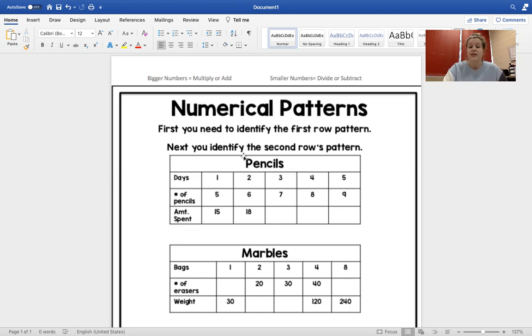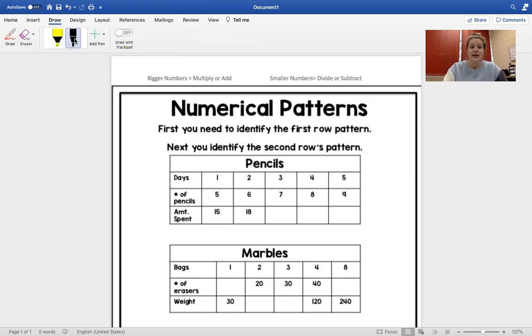Okay, so let's start by looking at pencils. Alrighty, on day 1, we have 5 pencils. Okay, well, from 1 to 5, our number is getting bigger, right? 5 is bigger than 1. So we know we're either going to be multiplying or adding for our first row pattern. Well, if we were adding, what would the rule be? How do we get 1 to 5? 1 plus what equals 5? 4.